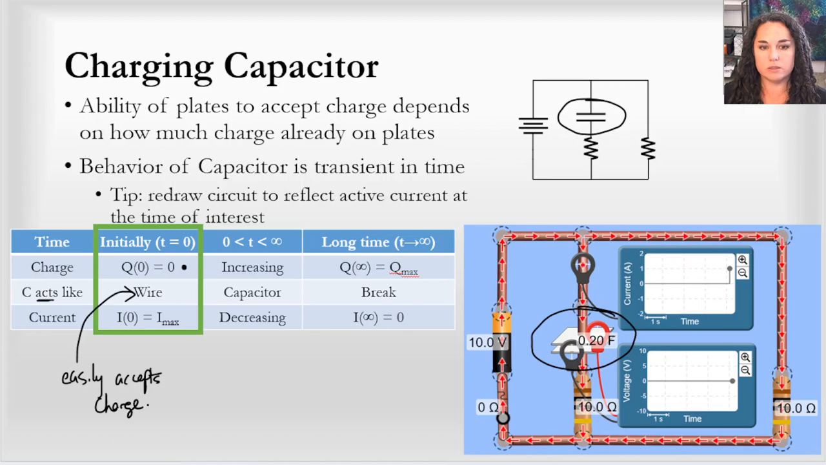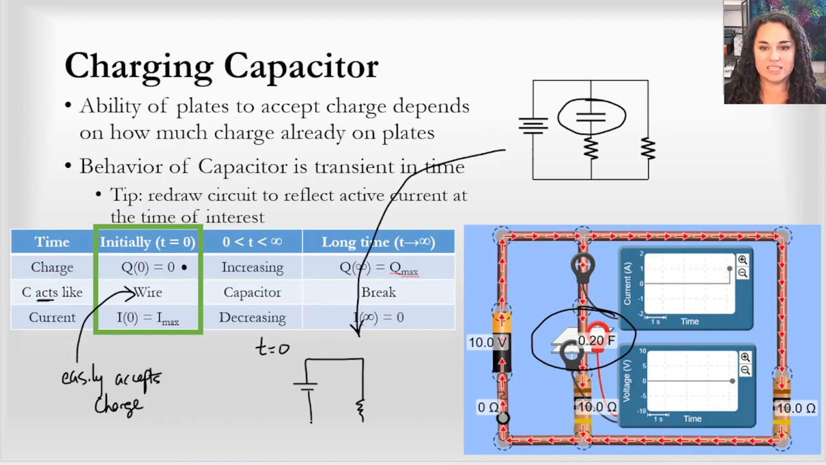And because it's easily accepting charge right at t equals 0, it's going to look like a wire. It acts like a wire. So if I redrew this circuit, like I keep suggesting you do, at t equals 0 this is what the circuit will look like. There's a battery. The capacitor will act like a wire.